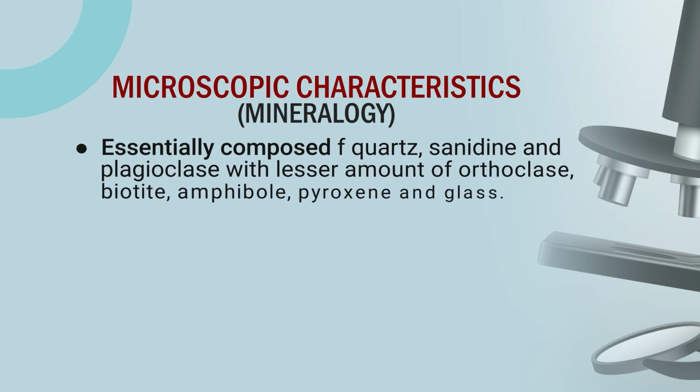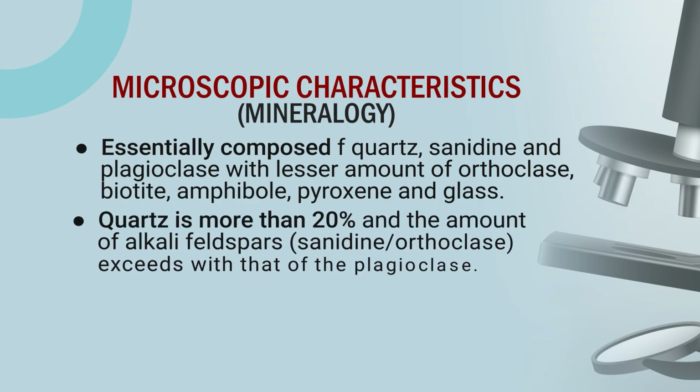Mineralogy wise, rhyolite essentially is composed of quartz, sanidine, which is the potash feldspar, and plagioclase, with lesser amounts of orthoclase, biotite, amphibole, pyroxene and glass. Quartz is more than 20% in these rocks, and the amount of alkali feldspar, that is sanidine or orthoclase, usually is known to exceed that of the plagioclase feldspars.